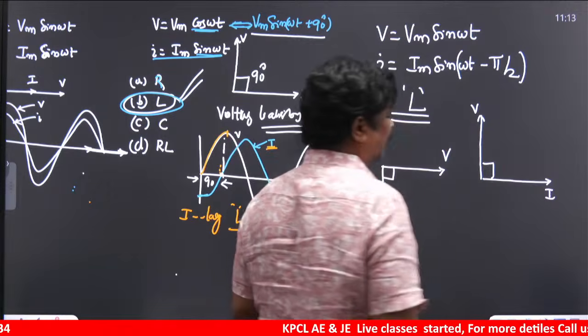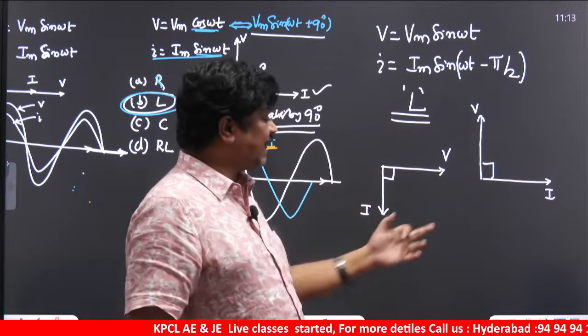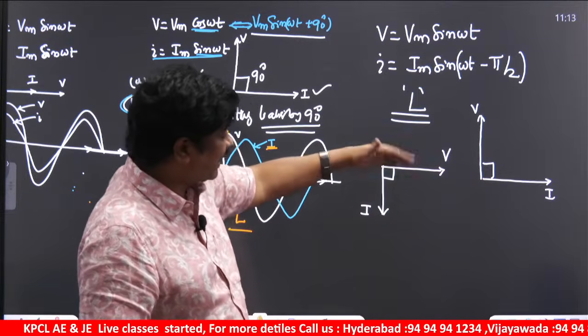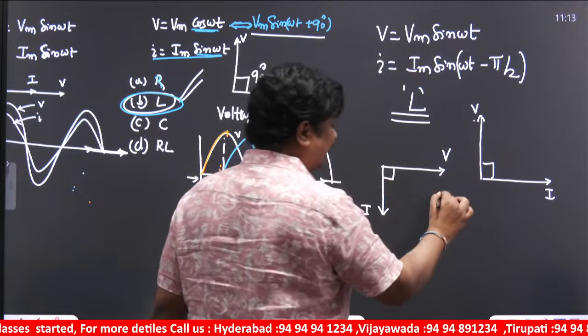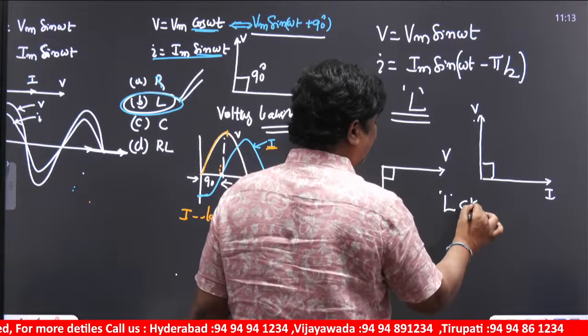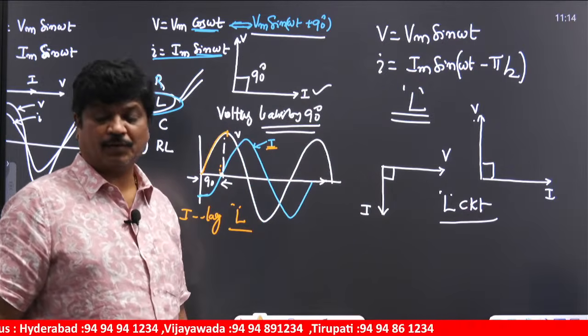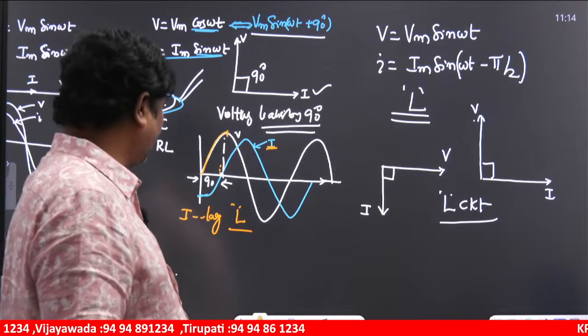Then what happened? Current is lagging by 90 degrees. Here current is lagging, here also current is lagging. First voltage started, after 90 the current. So both come under the L circuit only, pure inductive circuit only. Nice, you are answering clearly.